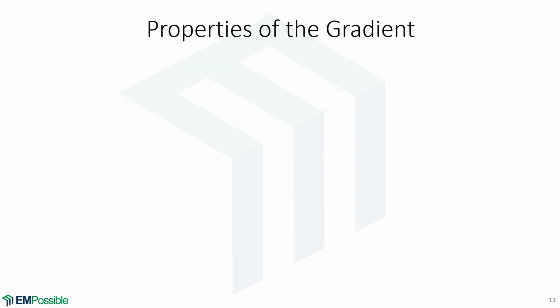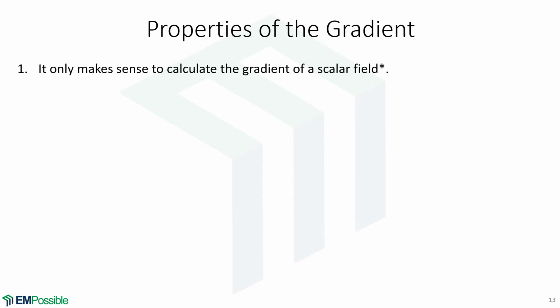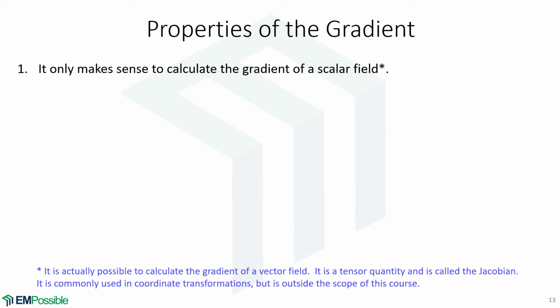Properties of the gradient. First, we could say that it only makes sense to calculate the gradient of a scalar field. Now, for those that are sticklers for details and maybe rigorous mathematicians, they might say, oh, well, there is actually a gradient of a vector field. And that's actually a tensor quantity. It's called the Jacobian, and that's really outside the scope of this course. So in this course, we're going to say that it really only makes sense to talk about the gradient of a scalar field.